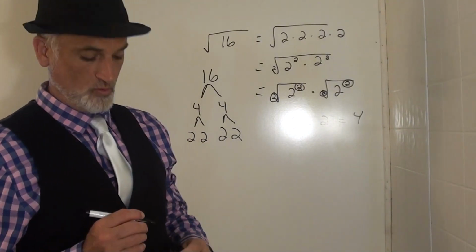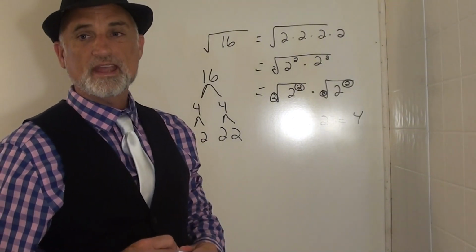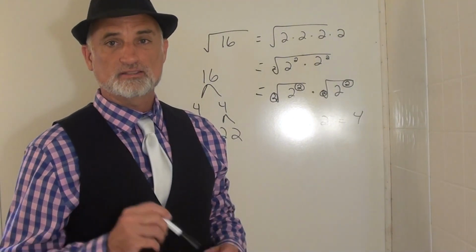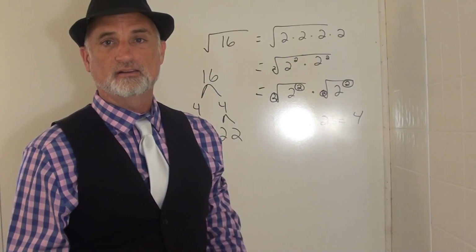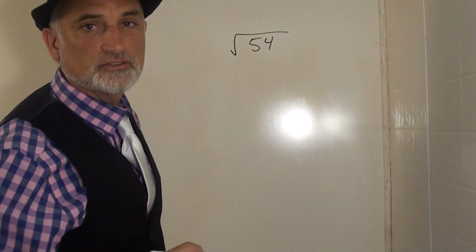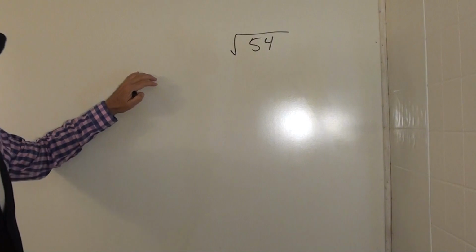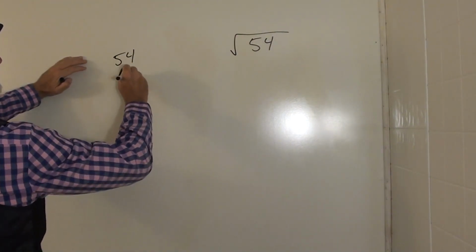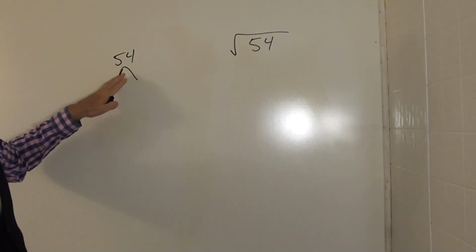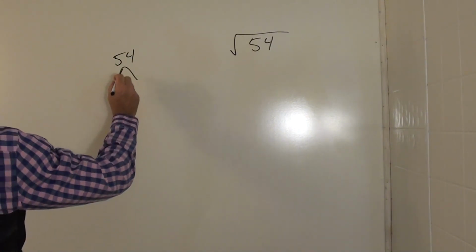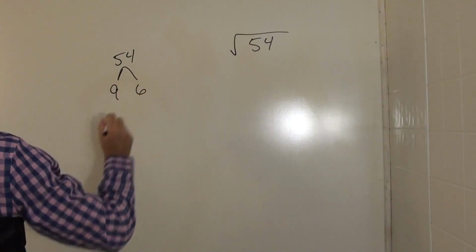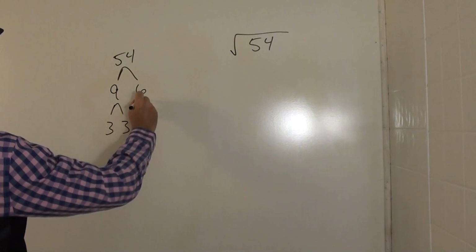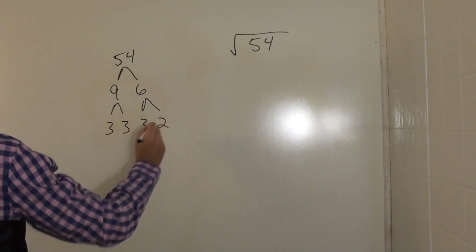Alright, now, what if we had the square root of 54? We know that's not a perfect square, so let's take a look at that now. The square root of 54. The first thing we need to do is our prime factorization. So what is a multiple of 54? 9 times 6, right? And then we know 9 is 3 times 3, and 6 is 3 times 2.